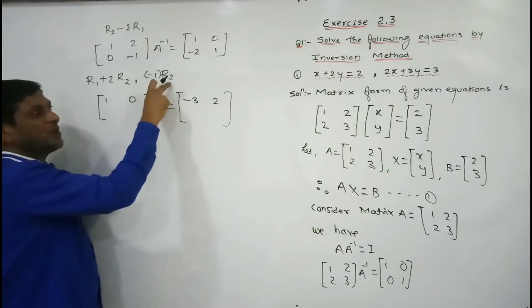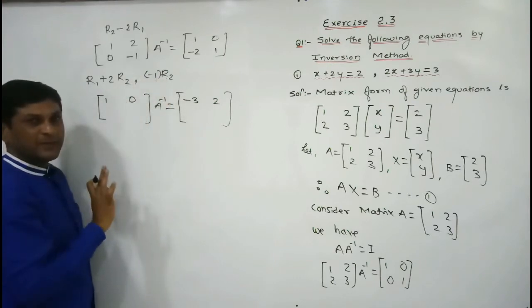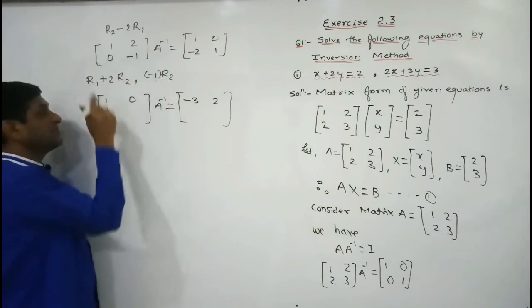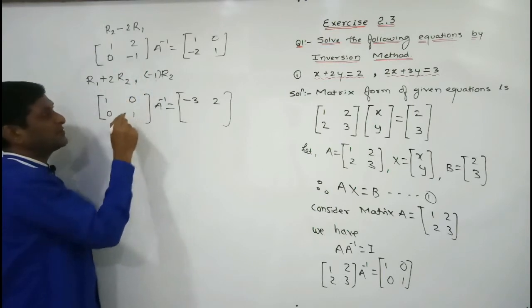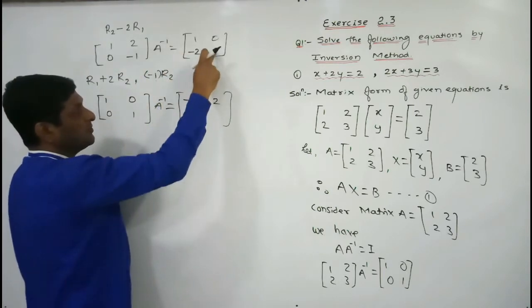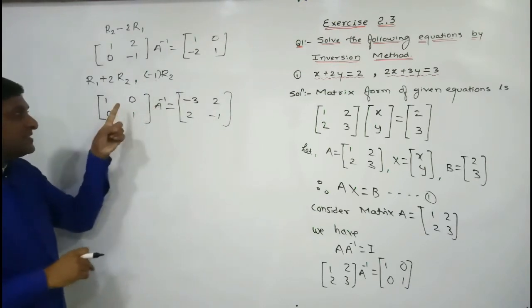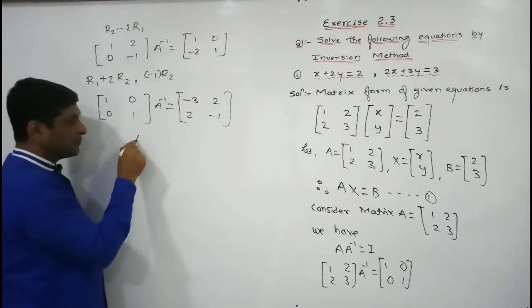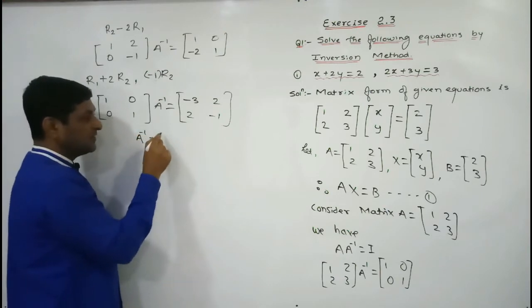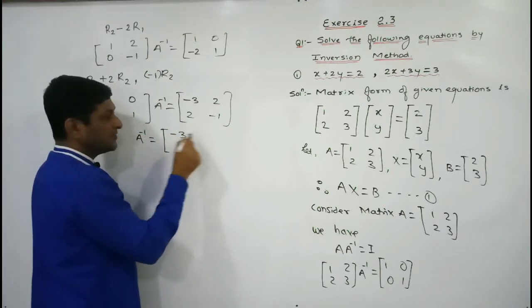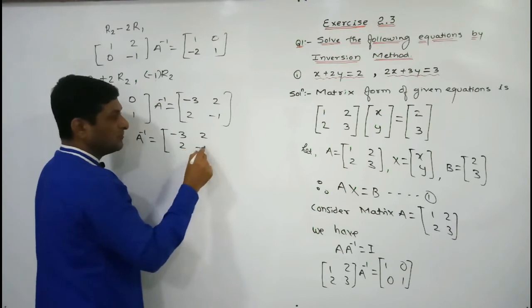Now, this is a simple operation, we are just multiplying the elements of R2 by minus 1. So multiply by minus 1: 0 gives 0, 1 gives 1, we will get 2, and multiplied by minus 1 here we will get minus 1. Now, identity into A inverse will be equal to A inverse. A inverse will be equal to minus 3, 2, 2, minus 1.